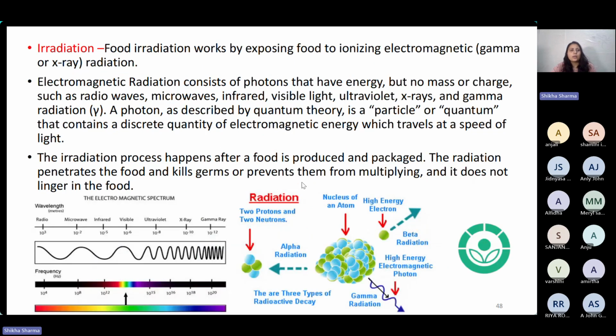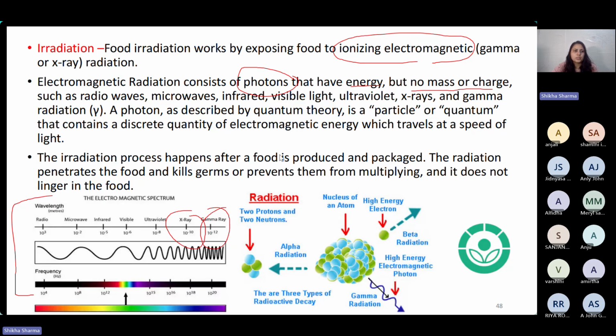In irradiation, which is the second method, what happens basically is that we expose our food to ionizing electromagnetic radiations like gamma or X-rays. So electromagnetic radiation, if we see, is a spectrum. It has no mass or charge, and it has photons that carry some energy. Here we see gamma and X-rays, which are the high frequency waves we use for the irradiation process.